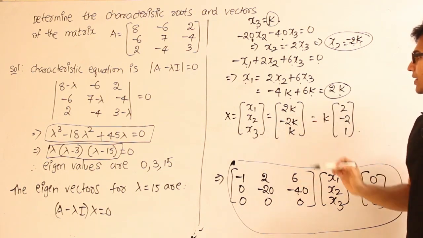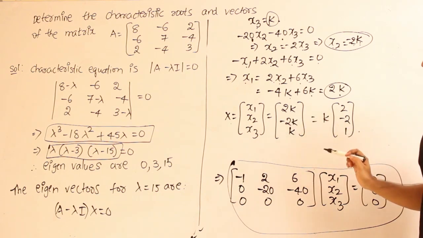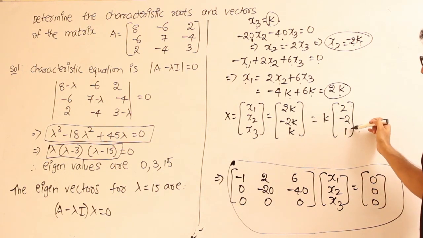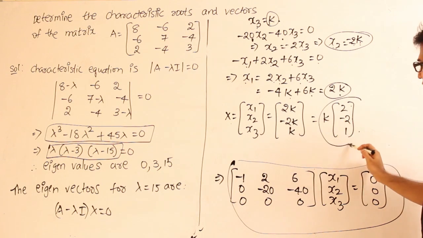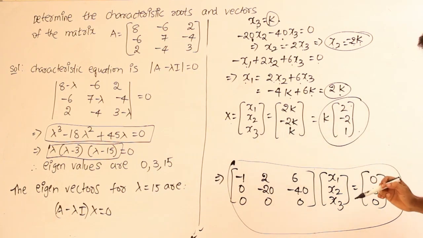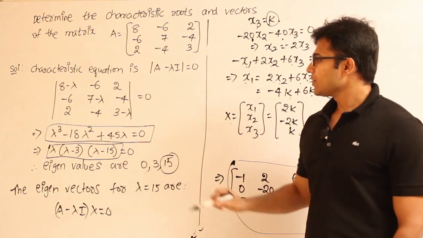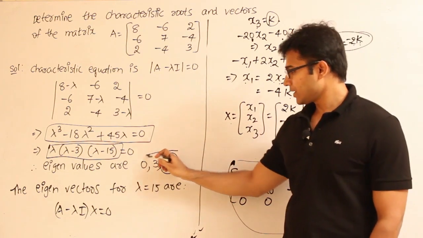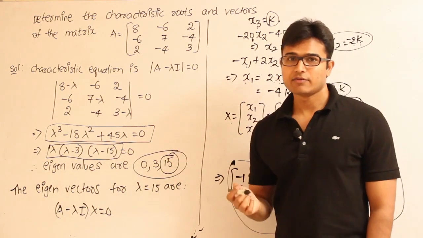So you can substitute these values here, and when you pull out k as common, we are going to get 2, minus 2 and 1. So these are the set of eigenvectors for the eigenvalue 15. So we have solved for all the eigenvalues. What are the corresponding eigenvectors?